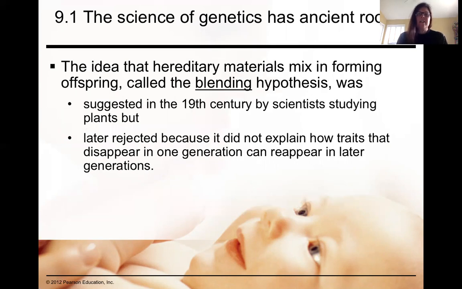So the idea of heredity materials mixed in the offspring gave us this thing called the blending hypothesis, and this kind of makes a little bit more sense in that if you look at children, they're often a blend of the parents. So we got this idea that we had something from each parent that came together to give a child, and they were a combination of each parent. It was later rejected because it didn't explain how traits can appear in one generation, then skip a generation, and then pop up in the next generation. And Mendel was actually able to show how and why this all happens.